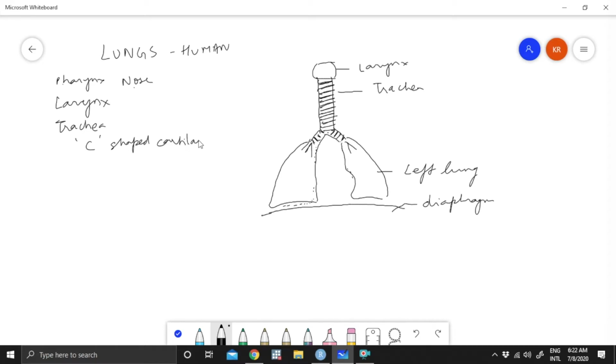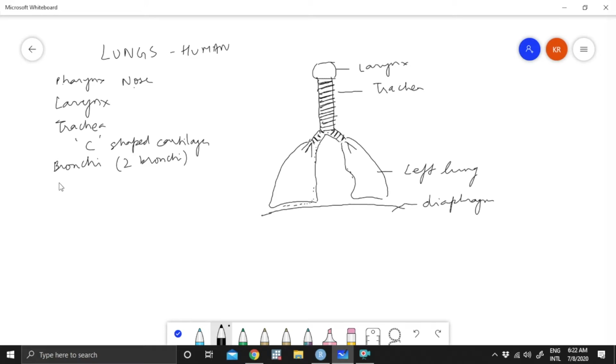cartilages. That means the cartilage is incomplete and it shows movement all around, and therefore it is placed in such a way that the trachea gets support. So even if our chest cavity is compressed, still the trachea doesn't collapse. It's very important that it doesn't collapse. The trachea will then divide into bronchi. So there are two bronchi, left and the right bronchi.